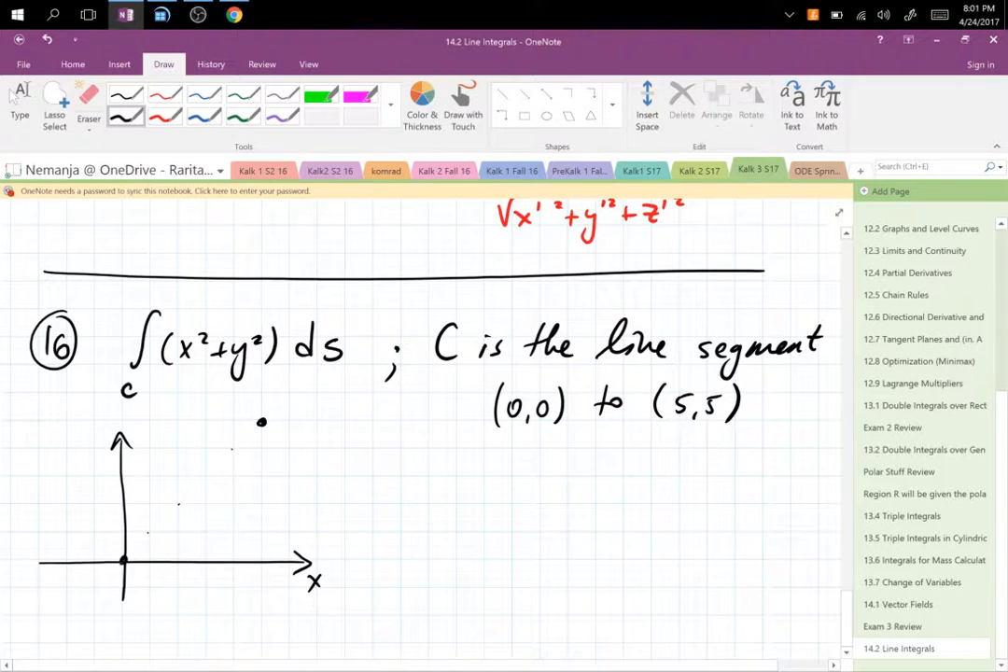And this is the line segment in question. That's your C. So now, how do we parametrize this? Well, it's a line, right? I hope you see that this is the y equals x line.